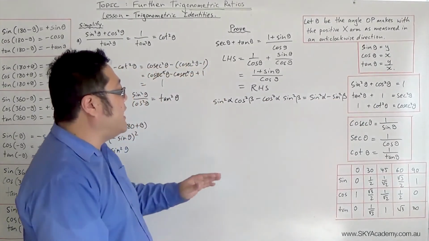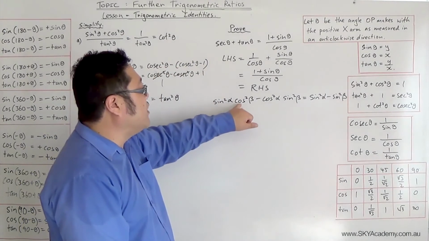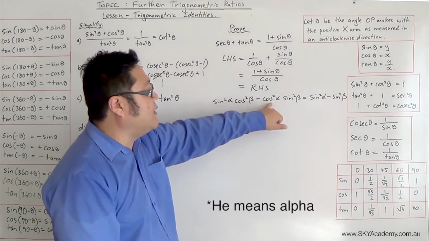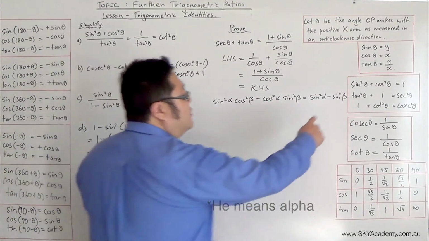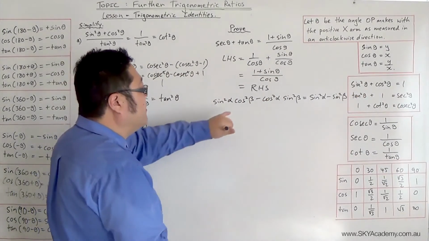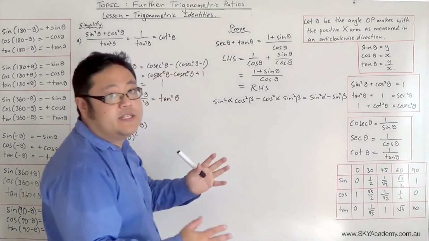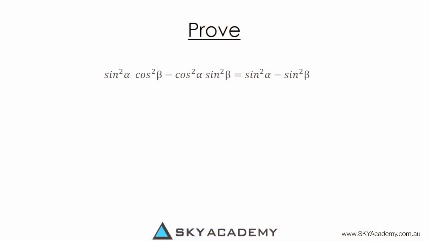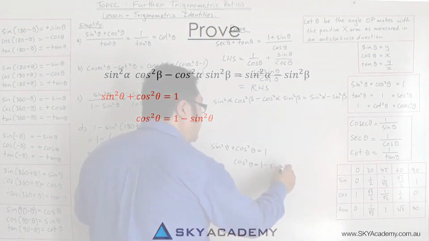So now what's in the way of us doing this? Well, we've got a cos squared beta that's in the way, and a cos squared alpha that's in the way here. What I would do is use our trig identity to make everything here a sine squared. So sine squared theta plus cos squared theta is equal to 1, so cos squared theta is going to be equal to 1 minus sine squared theta, right?